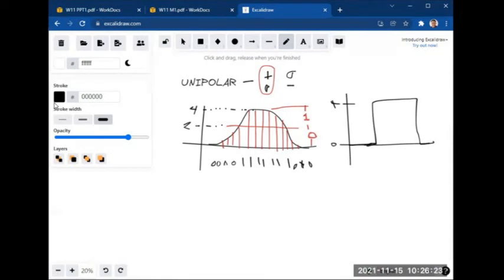Which, if we compare to our signal, is not accurate. So that's the problem with unipolar. It is very simple, but the accuracy is very low as well. Okay? So this is for our unipolar.